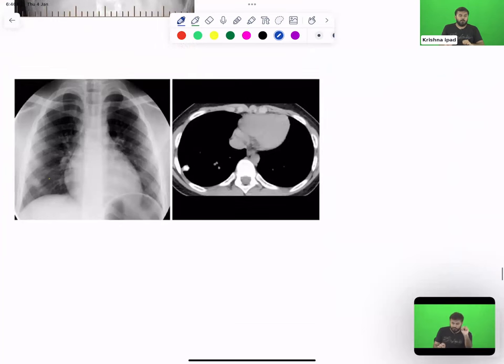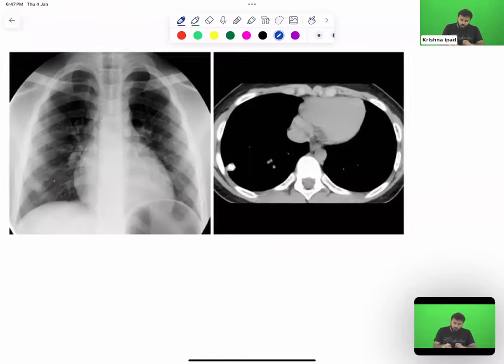Coming to the third point. Whenever the TB bacilli enter your lungs, it will go to a particular position in the lungs. It will go to a particular place. There it will settle down. So exactly at that place, you will see a small round white nodule like thing. That is what is called Ghon focus.